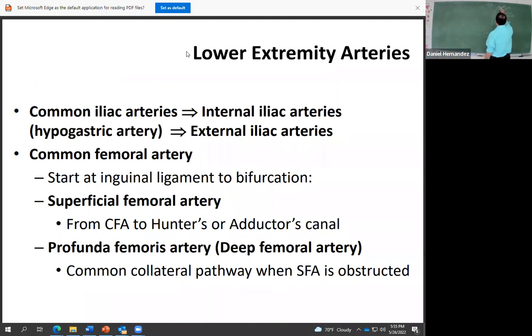The common femoral artery will then split and branch into the superficial femoral artery and then the profunda artery.